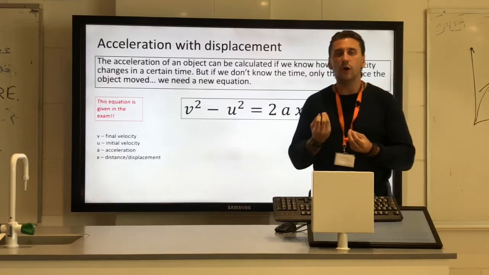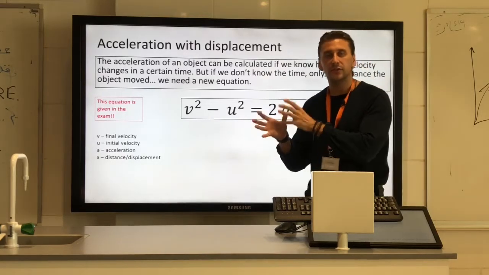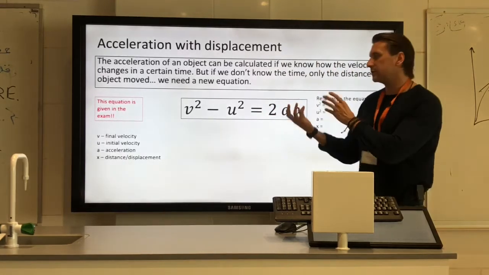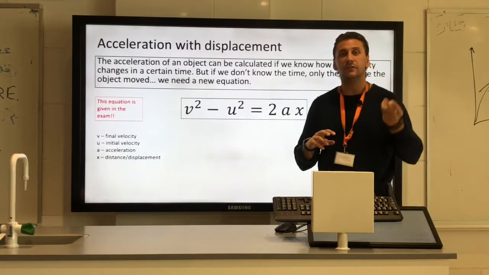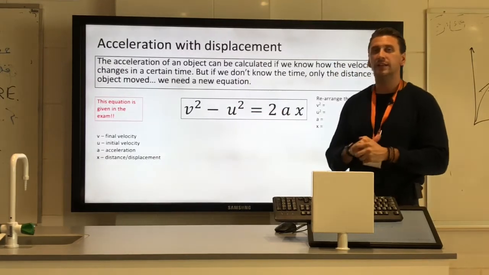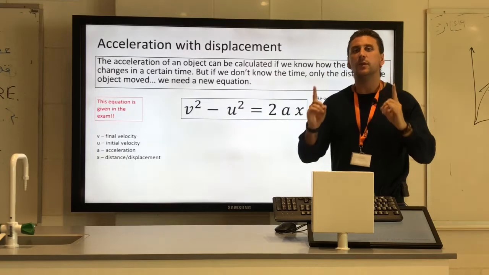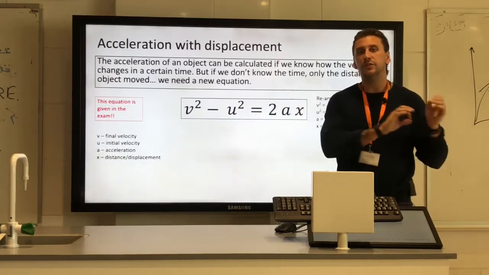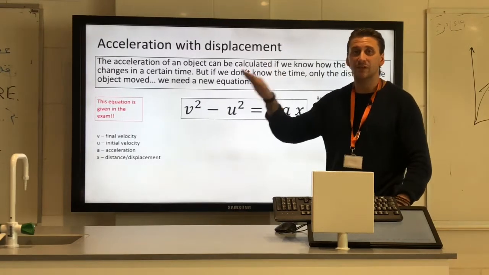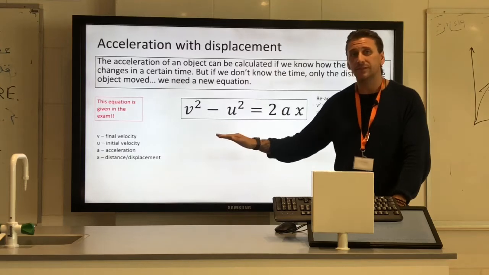But how can you know whether I have to use v minus u over t, or do I use this equation? Because they both have acceleration, they both have final and initial velocity. The easiest way to remember which equation to use is to make a list of what you were given and what you were asked for.